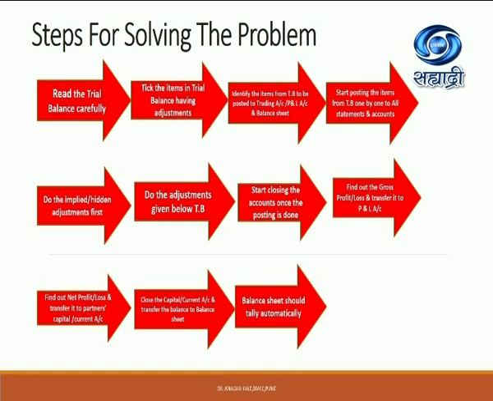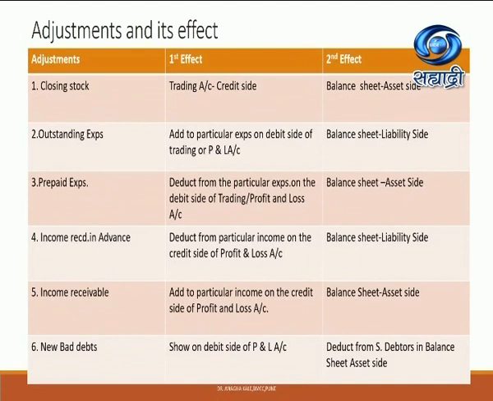Now we'll see a few adjustments which we saw last year also. Those adjustments are still there this year, and a few of the adjustments are new, related to the partners. The first adjustment, the common one all of us know, is that of the closing stock.